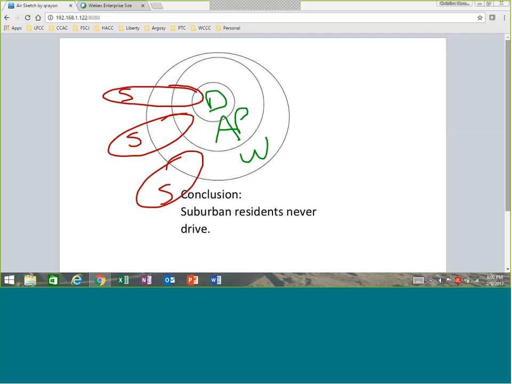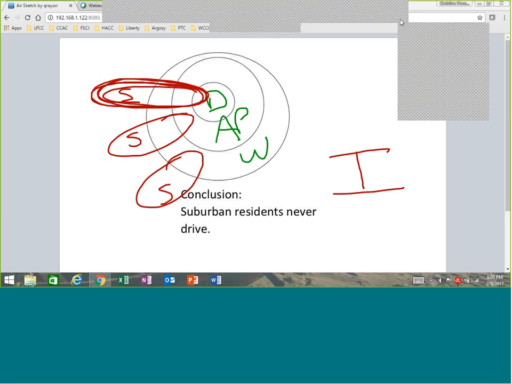All right, so suburban residents never drive. That means that the suburb circle never intersects the drive circle. But what about this right here? All it takes is one example, just one picture, and we have invalid for that one. Takes just one picture.